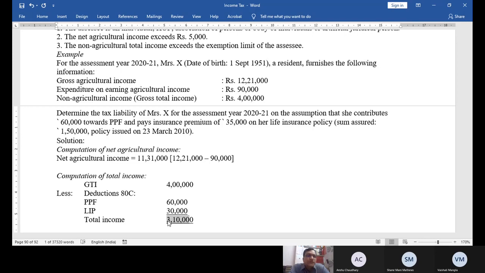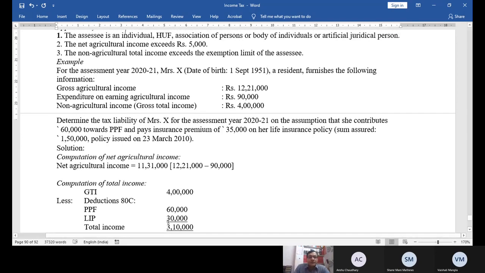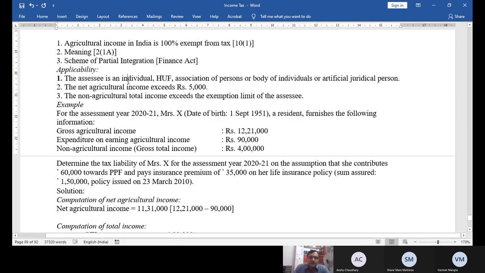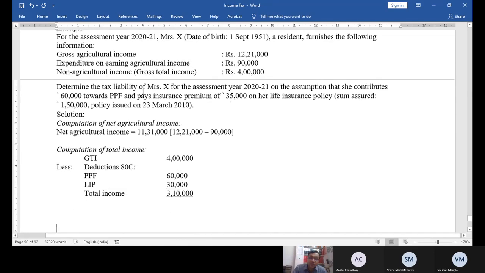Now, are the conditions satisfied? Answer is yes. Is the assessee individual? Answer is yes. Does the net agricultural income exceed 5,000? Yes, it is much more than 5,000. Third, does the non-agricultural income exceed the exemption limit? That I need to check.